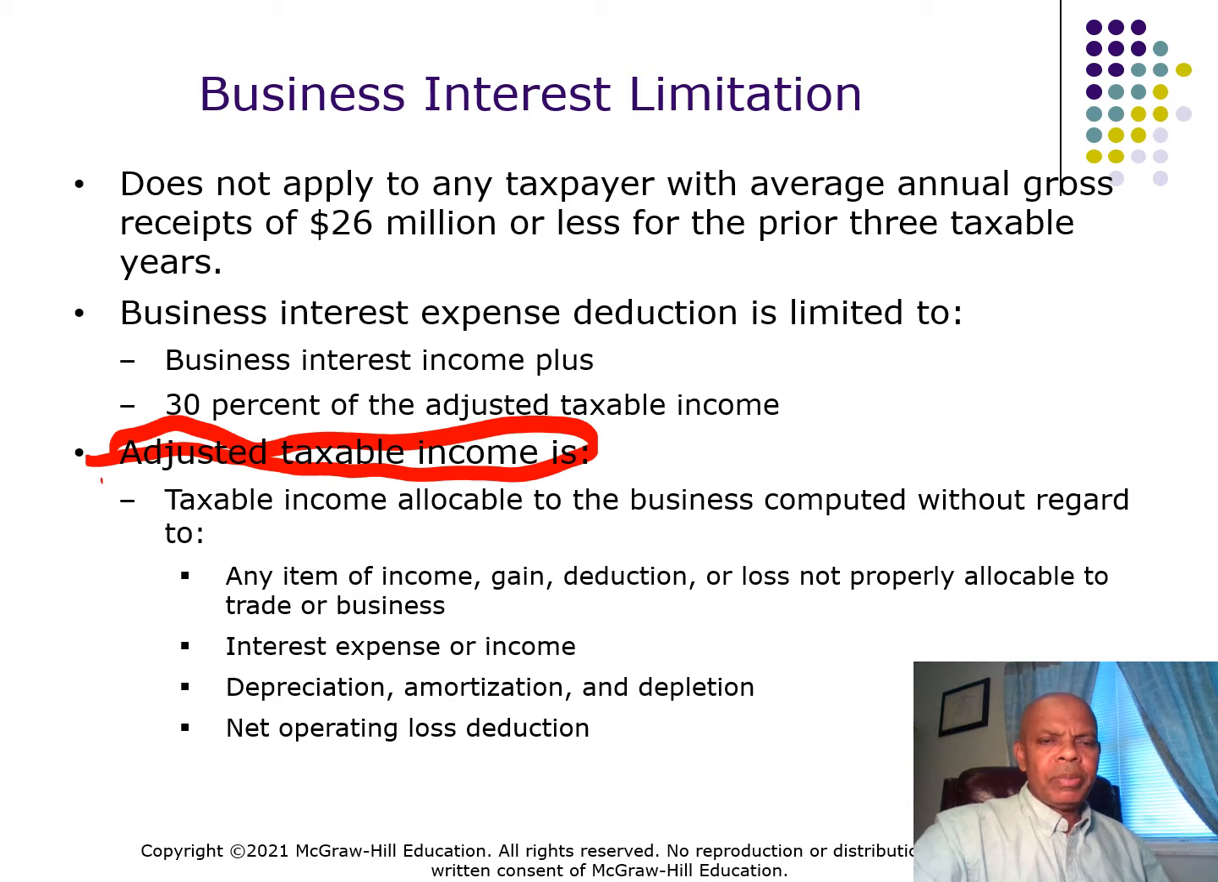Interest expense and income, you've got to remove that. Depreciation, amortization, and depletion have to be removed. If you have any NOL, net operating losses, you've got to take that out as well. When you say take that out, simply you have to add it back because it's a deduction, right? Let's put some numbers and see how that works.